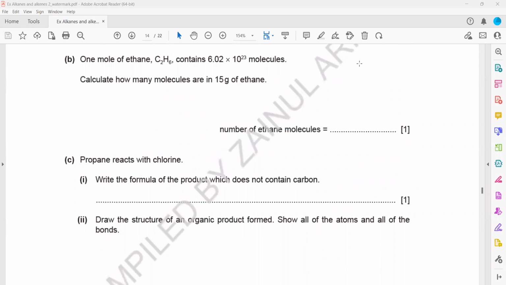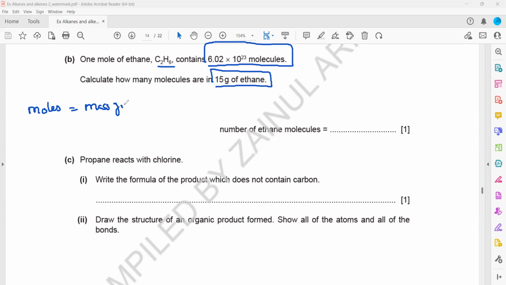Now in this question, 1 mole of ethane, which is C2H6, contains this many molecules. How many molecules are there in 15 grams of ethane? We first find the moles and multiply by Avogadro's constant. The molar mass of ethane is 30: carbon is 12 multiplied by 2, plus hydrogen is 1 into 6, so 24 plus 6 makes 30. Moles equal mass in grams divided by molar mass, so 15 divided by 30 gives 0.5 moles of ethane.